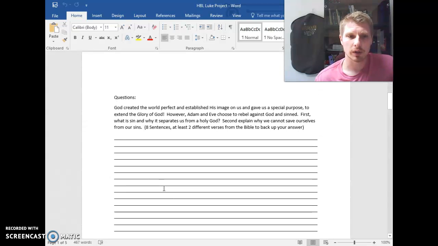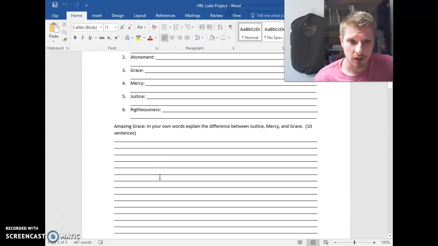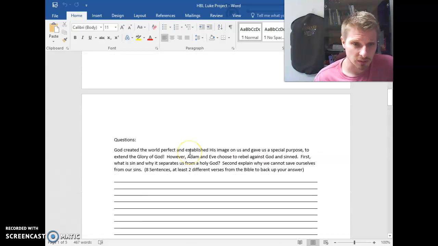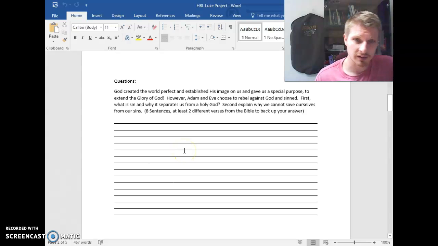The second part, we go into questions. There will also be a time of reflection at the end. And then go through each one. There are different sentence lengths. You have to follow those. So if it says 10 sentences, you have to do 10 sentences. If it's 8 sentences, 8 sentences at least.